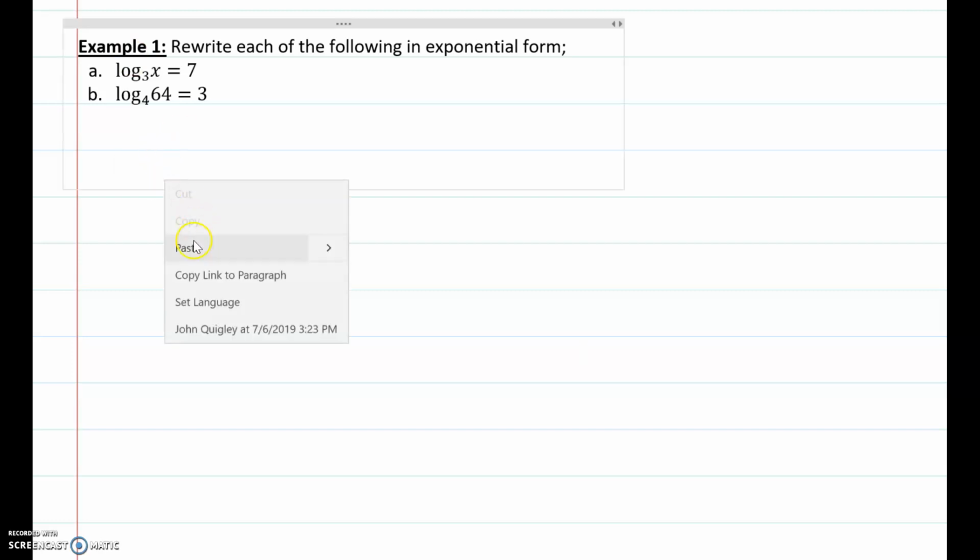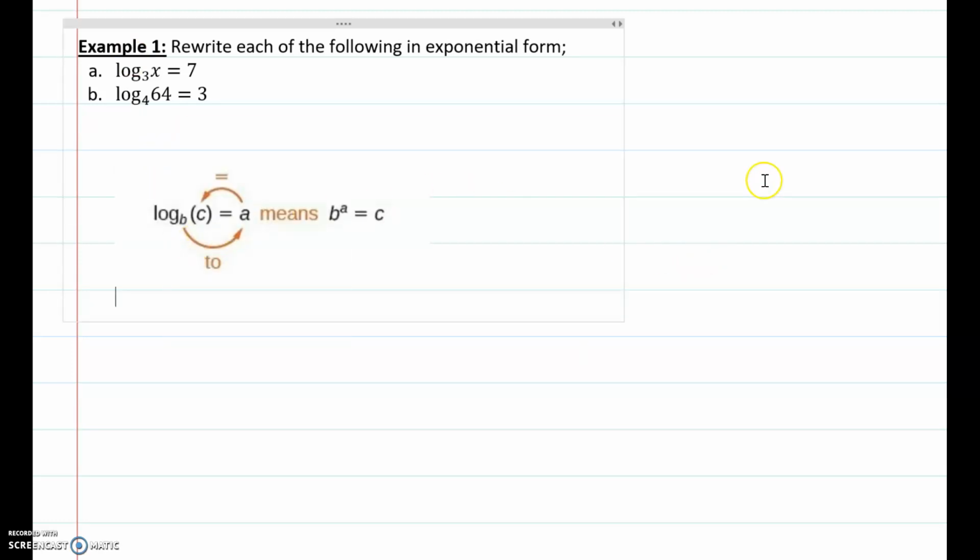In this video we're going to see how to convert from the logarithmic form of a mathematical statement into an exponential form. Both forms are statements that say the same thing, they just use different styles of math to do so. So we're going to see how to change from one style of math to the other.